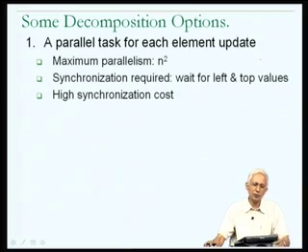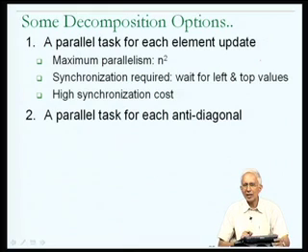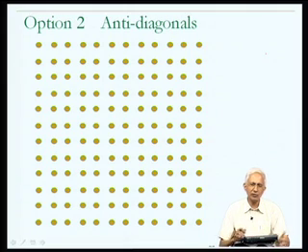Now one alternative that you could think of is to have what I call a parallel task for each anti-diagonal. And let me explain what I mean by an anti-diagonal. So once again, this is the n squared elements for which computation has to be done.